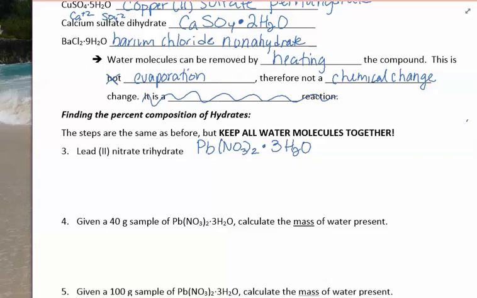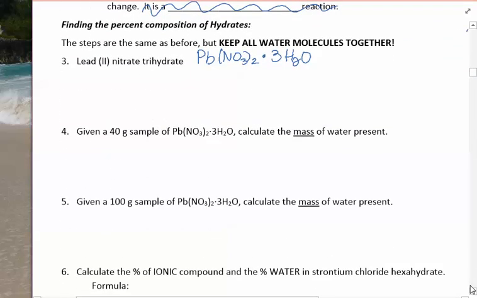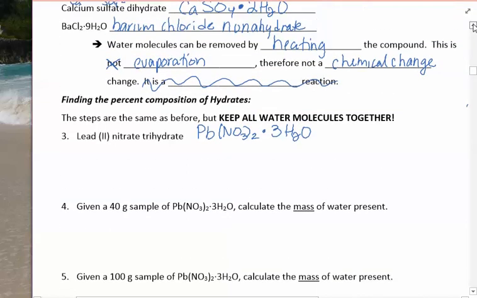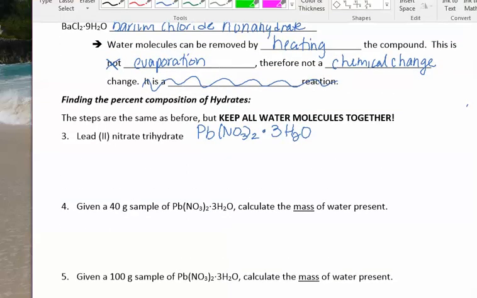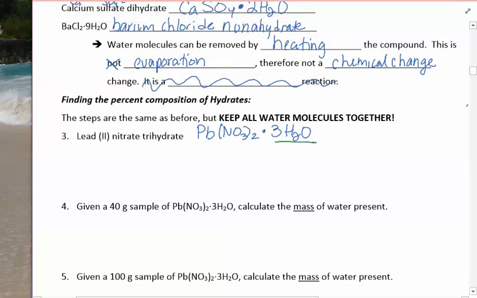I always like to look ahead at the types of problems we have. Usually in a hydrate percent problem, they're asking you about water. So you can keep this in 2 parts. You have to keep the water together, but you can also keep the salt, or in this case the lead(II) nitrate, together as well. So we're going to do the same process we did before. So we'll have the Pb(NO3)2, as well as the H2O.